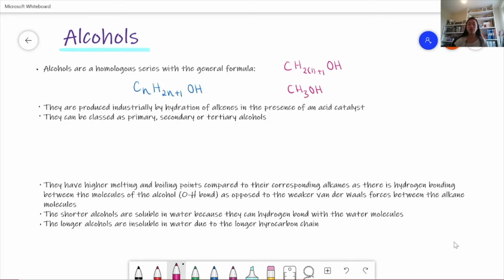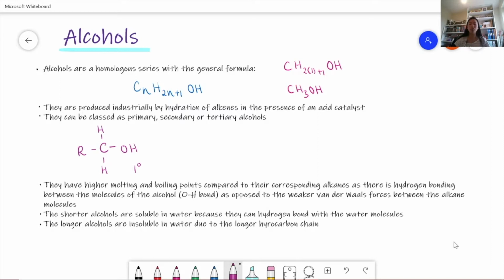Alcohols are produced industrially by hydration of alkenes in the presence of an acid catalyst, and they can be classed as primary, secondary or tertiary alcohols. So for primary alcohols, the carbon which is attached to the OH only is attached to one alkyl group. So we have the carbon and the OH, and the carbon is attached to another two hydrogens and only one alkyl group, which is what the R stands for. So this is a primary alcohol.